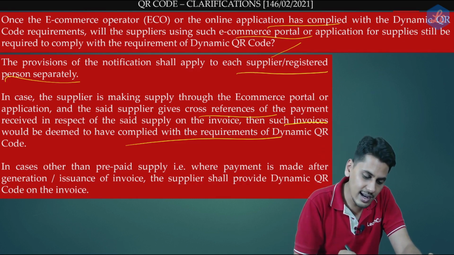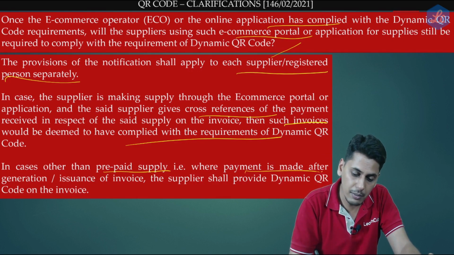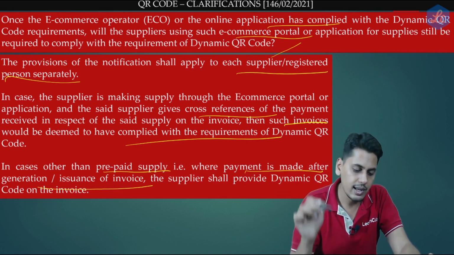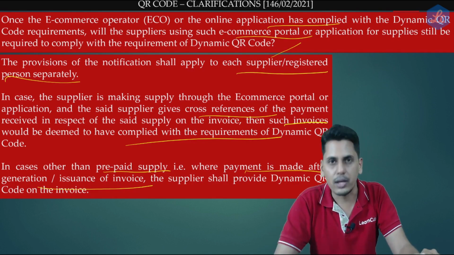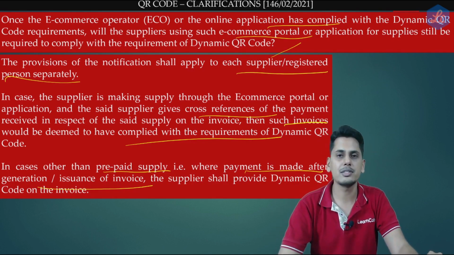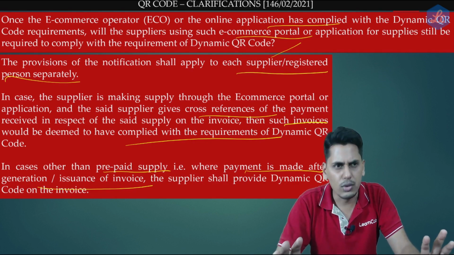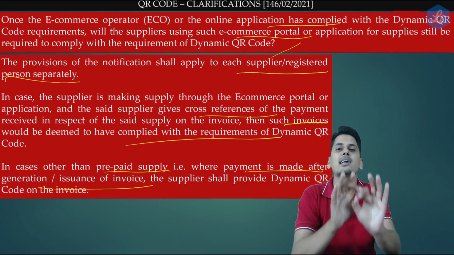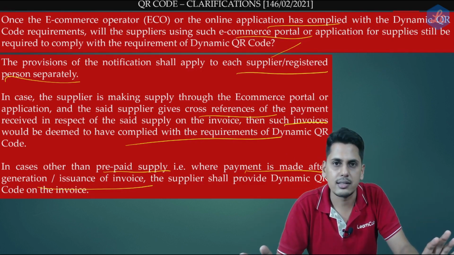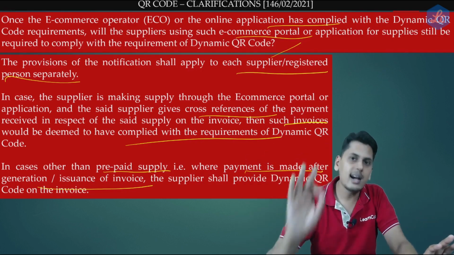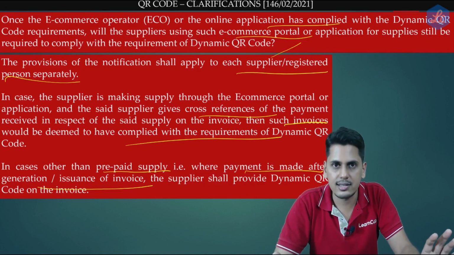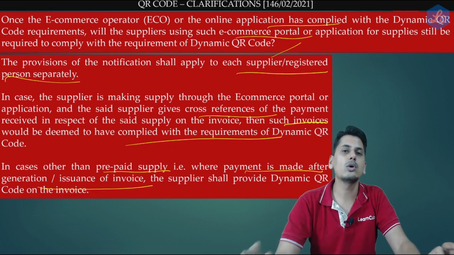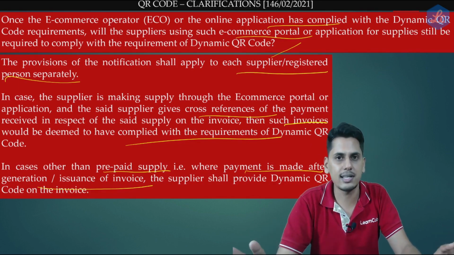However, in cases other than the prepaid supply, that is where the payment is made after generation or issuance of invoice, the supplier shall provide dynamic QR code on the invoice. I am sure you are able to follow this, friends. The sum and substance is only so much. As regards prepaid invoices, printing the reference number is a sufficient compliance. And as regards postpaid invoices, printing dynamic QR code is mandatory. This is the total sum and substance of whatever we have discussed so far.